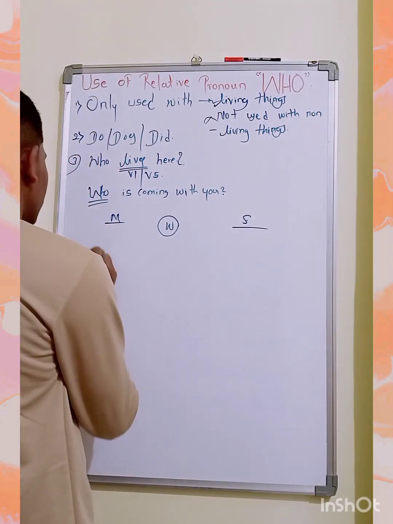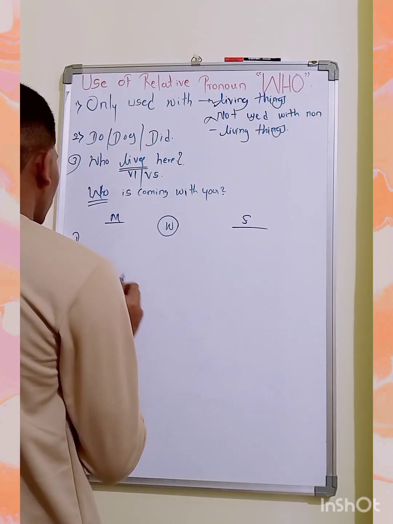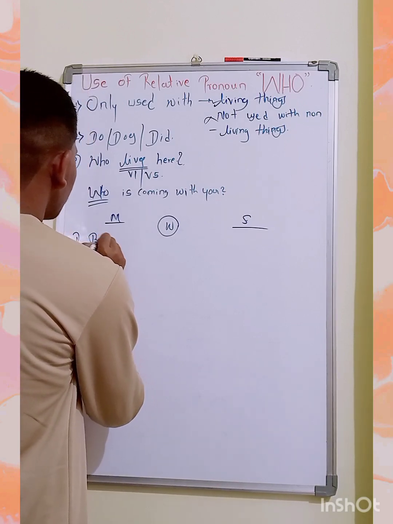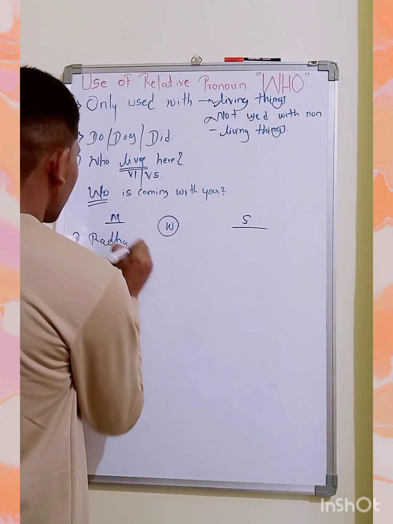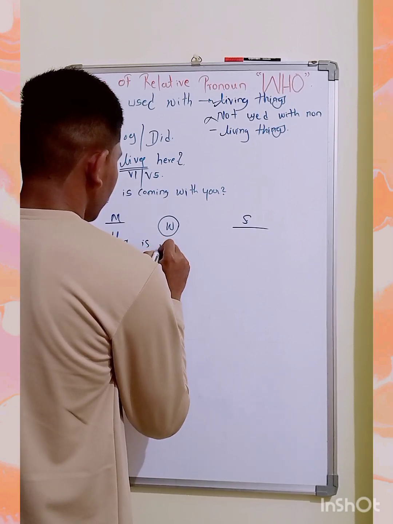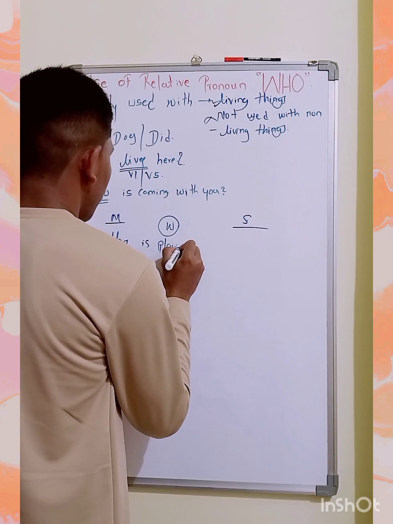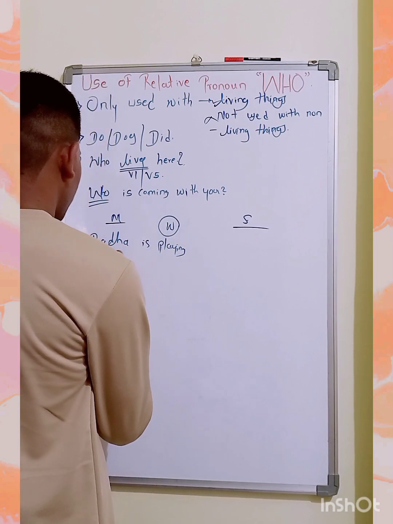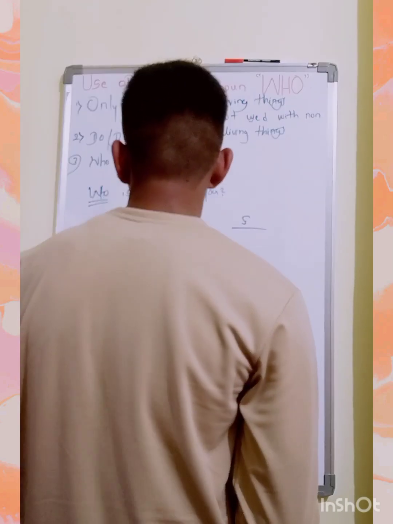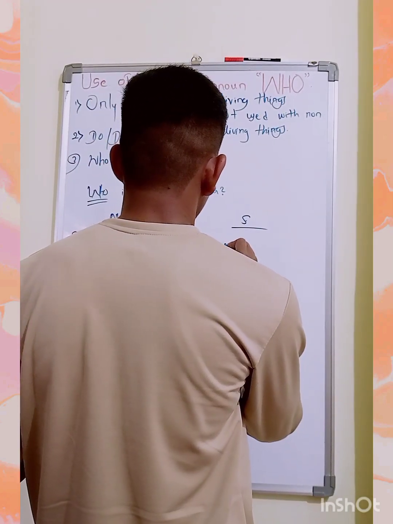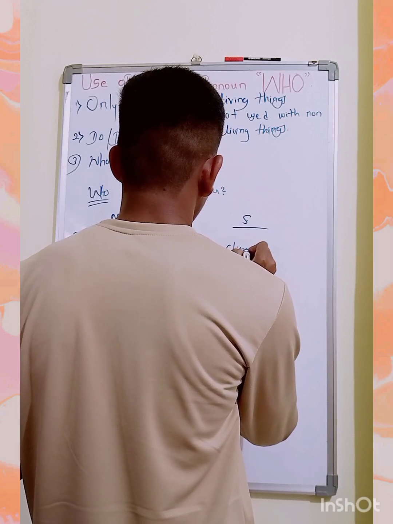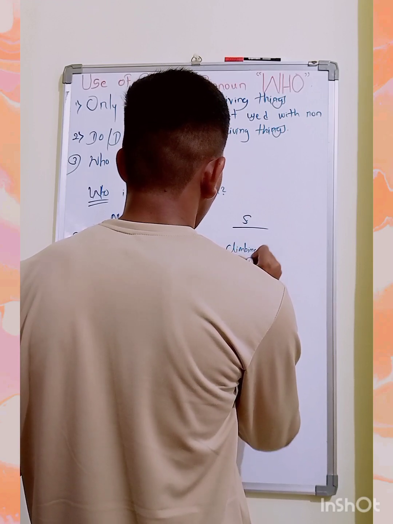Now I will tell you with an instance, which will make things clear to you. Which one should I take? Okay, Radha is playing cricket. Radha is playing cricket. Another one: climbing tree.